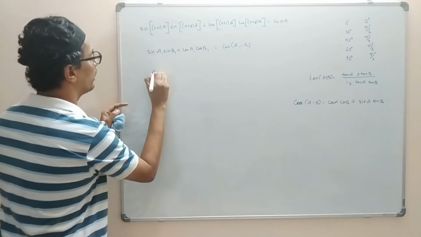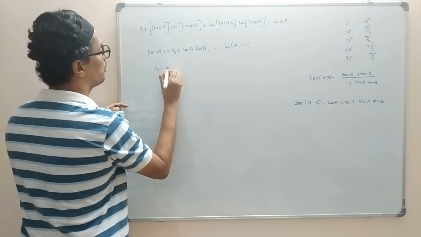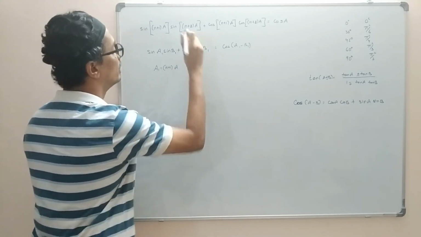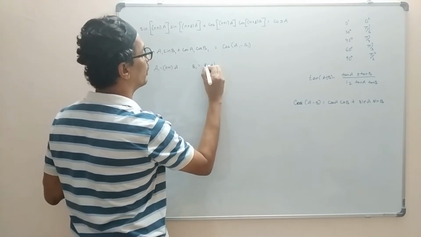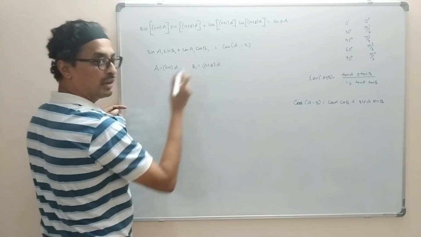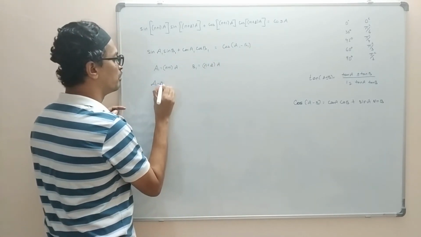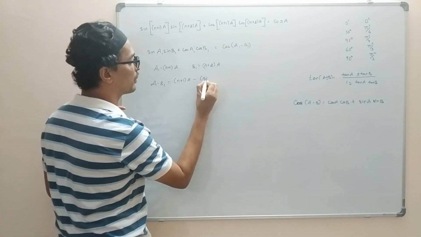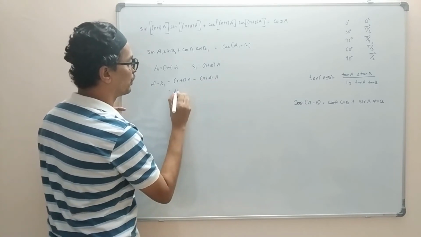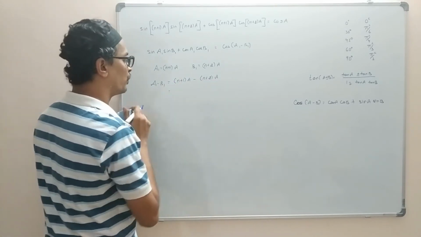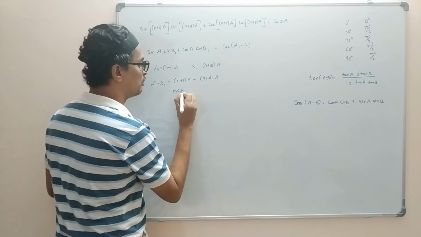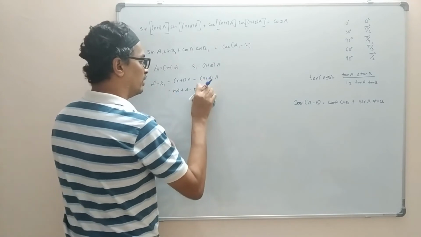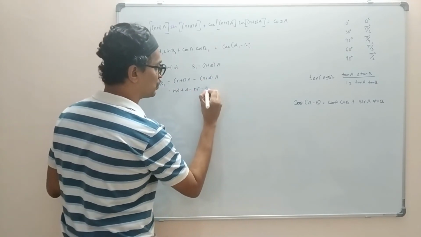So here what is my a1? a1 is equal to (n plus 1) times a and b1 is equal to (n plus 2) times a. So a1 minus b1 is equal to (n plus 1) times a minus (n plus 2) times a. Let us open this. So this will be na plus a minus na minus 2a, correct?